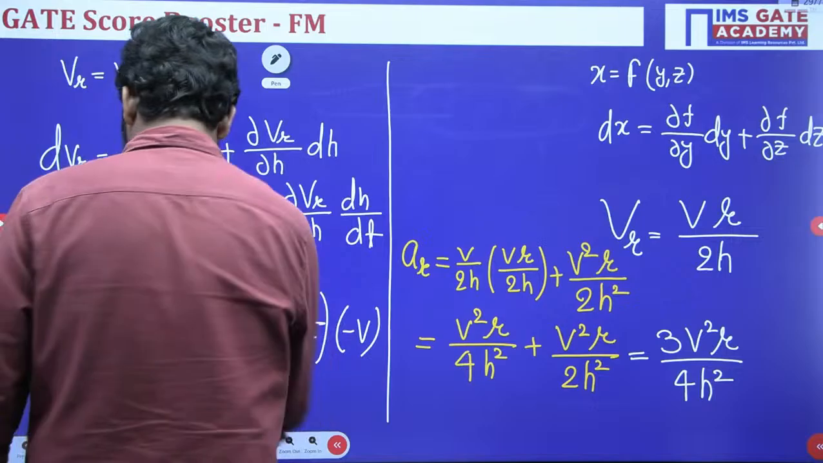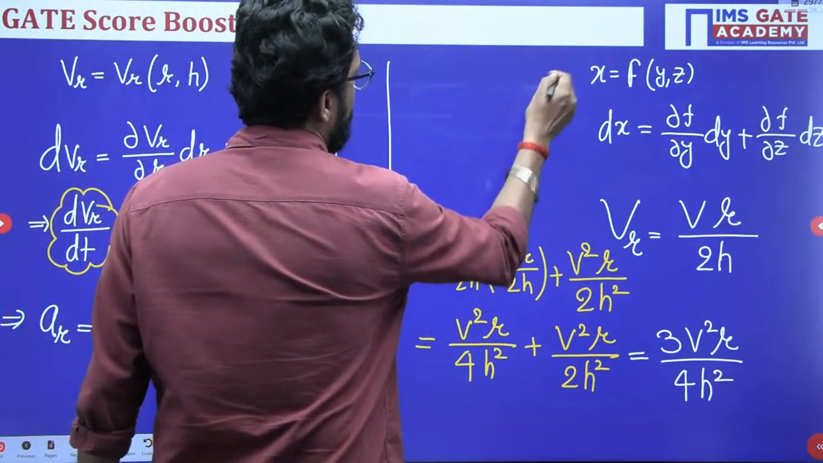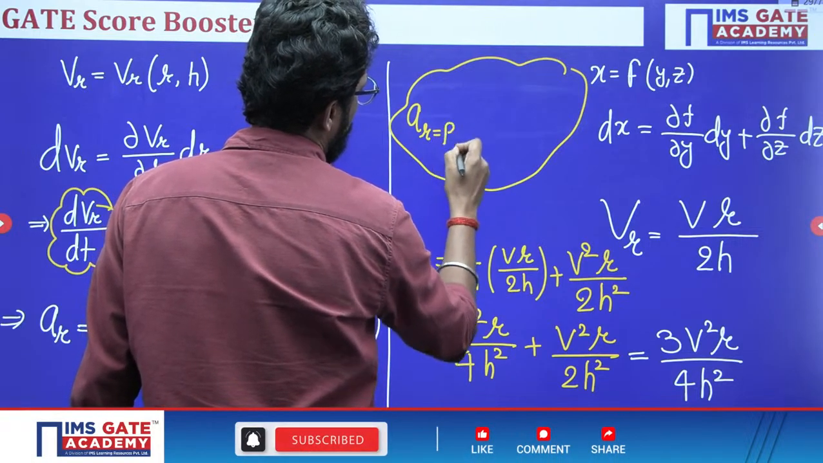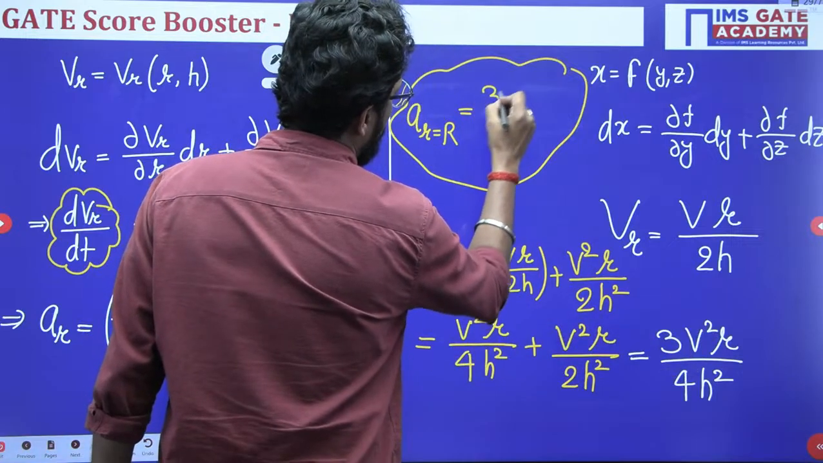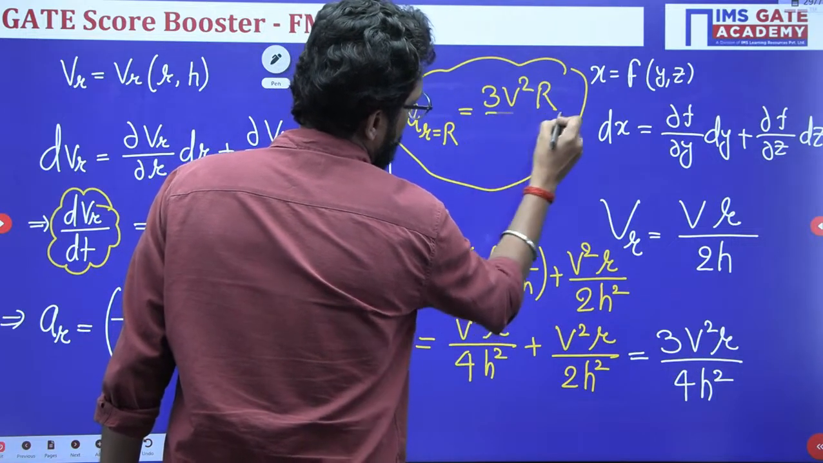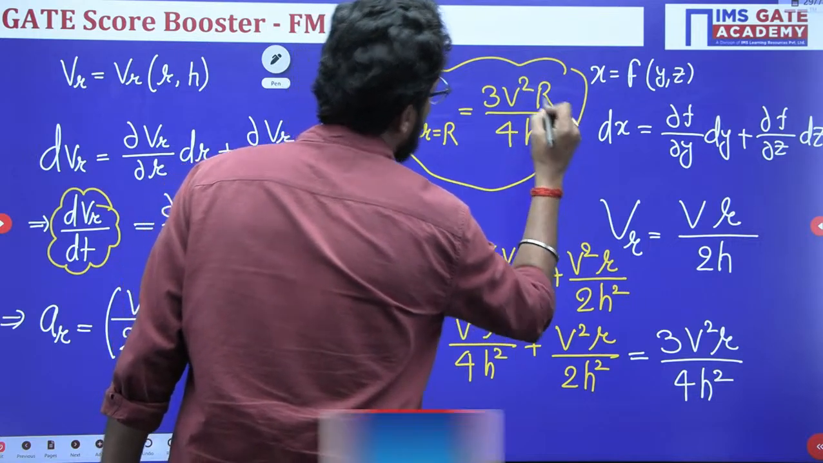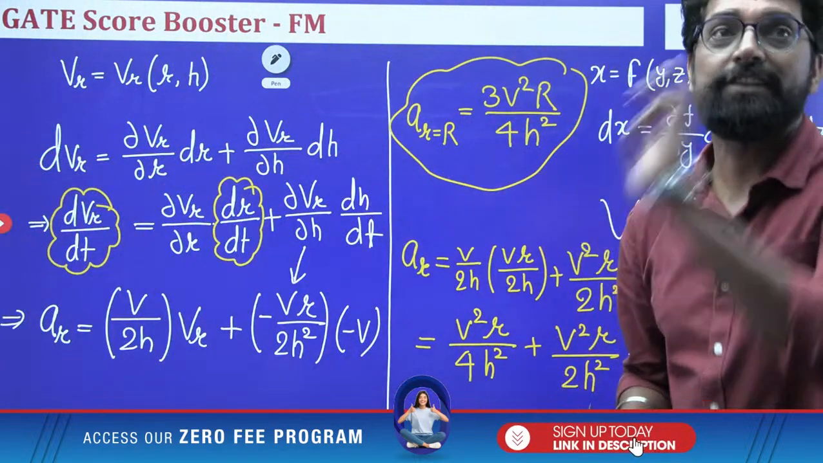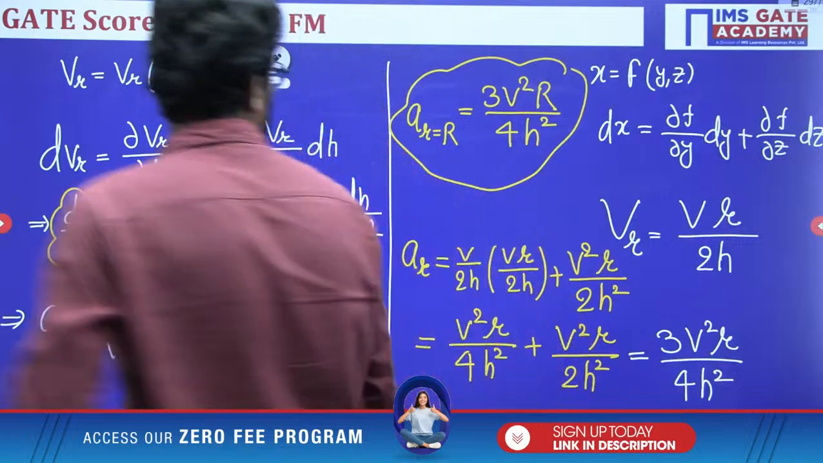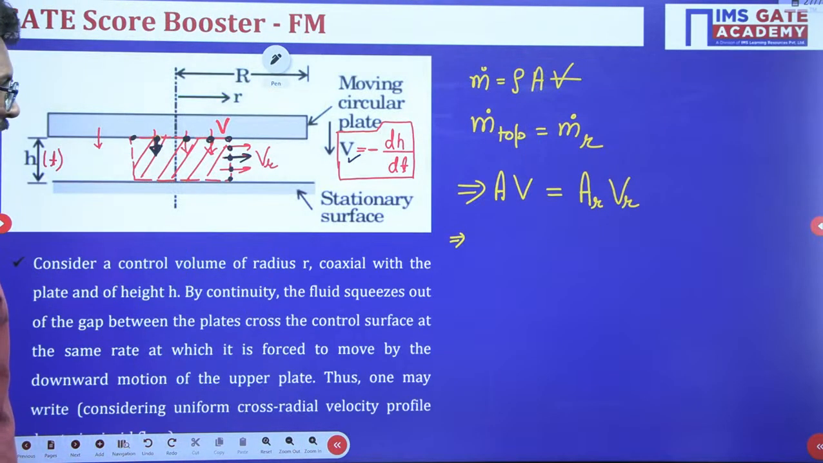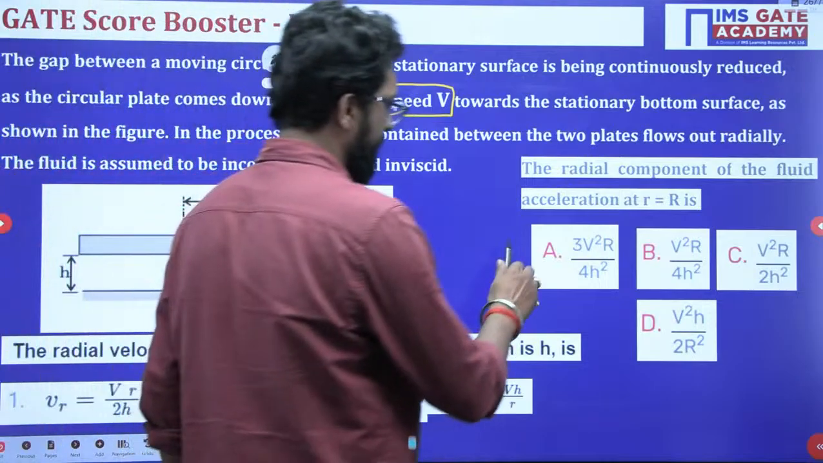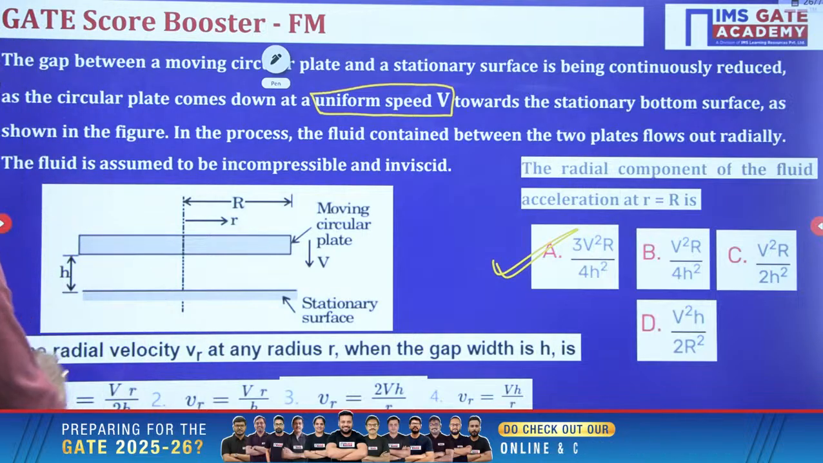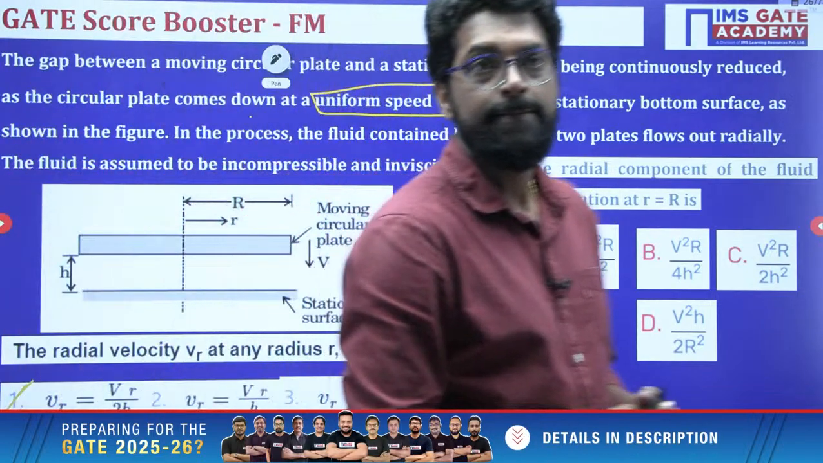Now we have to find the acceleration at r is equal to capital R. Put this r, 3v square capital R divided by 4h square. This is the correct option. So what is that option? 3v square R by 4h square. A is the correct answer. Clear? This is clear, my dear?